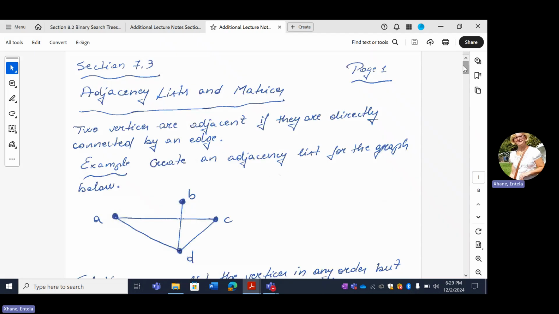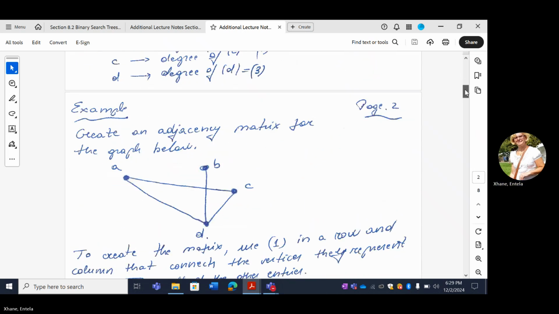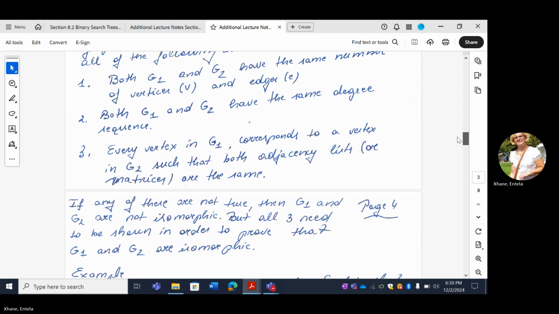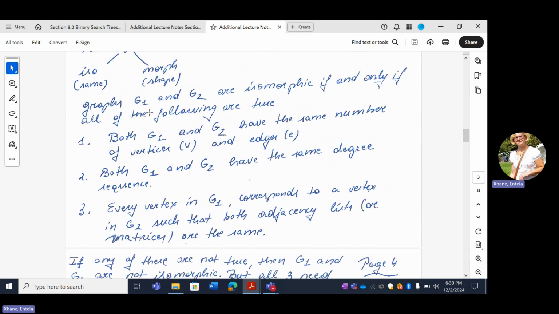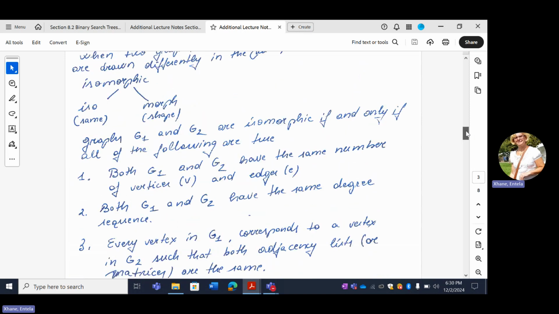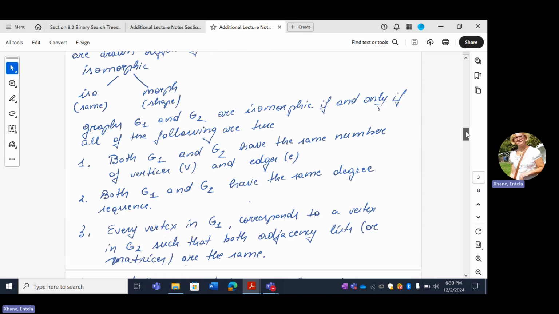7.3. So we went over the adjacencies, the adjacency list, and the matrices in our second video. And this is where I stopped. We looked at these three conditions of the graphs being isomorphic. I explained in the previous video that isomorphic comes from the word iso, meaning the same, and morph, meaning the shape. So two shapes that are the same. We have these three conditions.